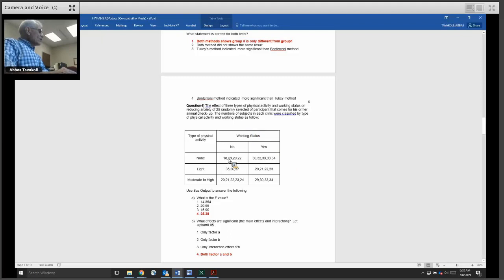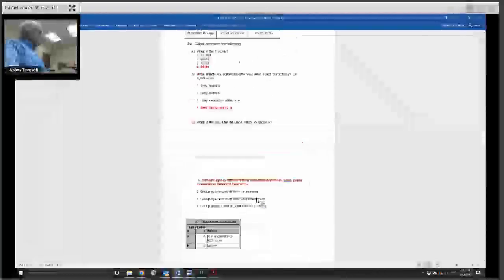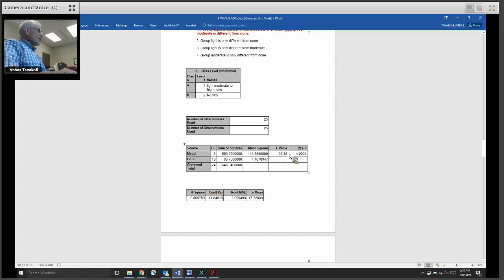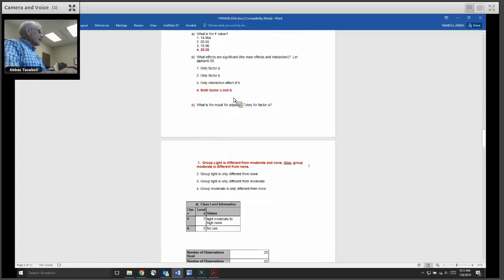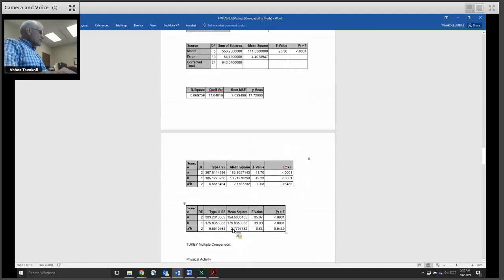And so these are the individual responses to that. So I ask you, using the output, to find the information: what is the F value? Basically, your F value here from the ANOVA table is 25.38. That's the correct answer. Now, in the B part, I ask you to examine the main and interaction effect.